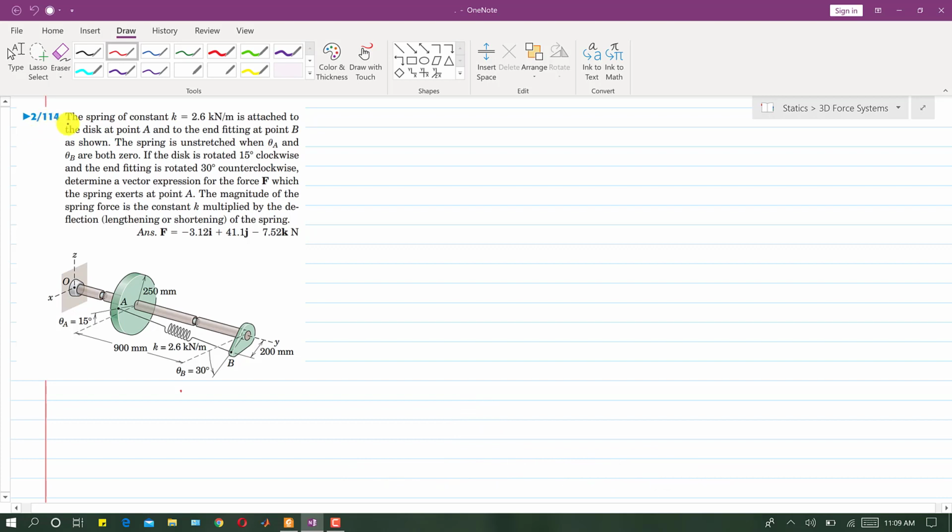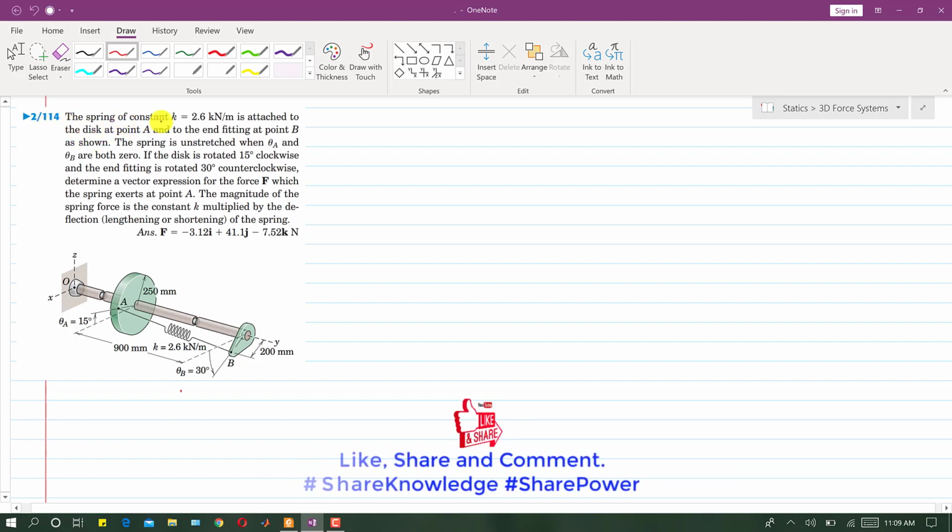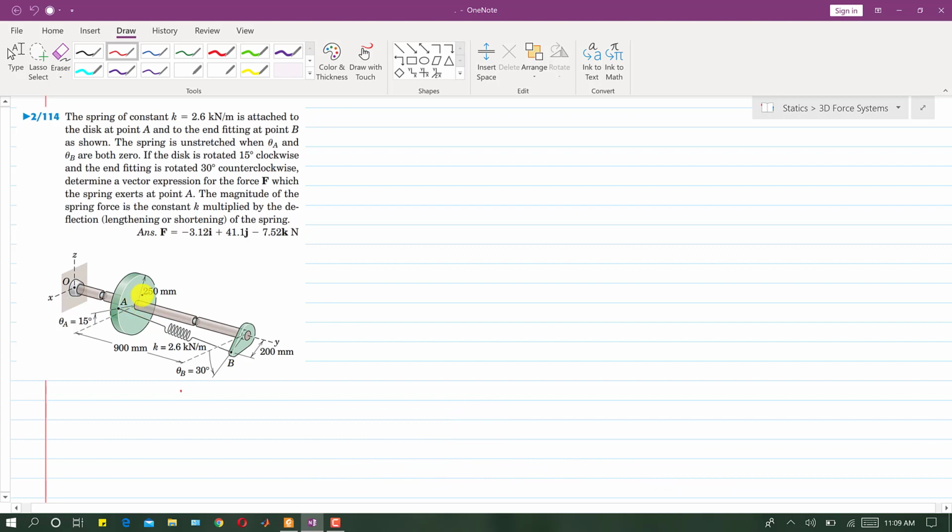In this problem it is said that the spring of constant K, 2.6 kilonewton per meter, is attached to the disc at point A. So this is a larger disc and this is a cam. This spring is attached to this point A of this disc, and this disc has a diameter of 250 mm. It is also attached to this point B.